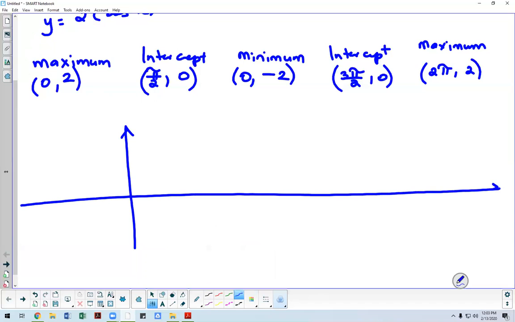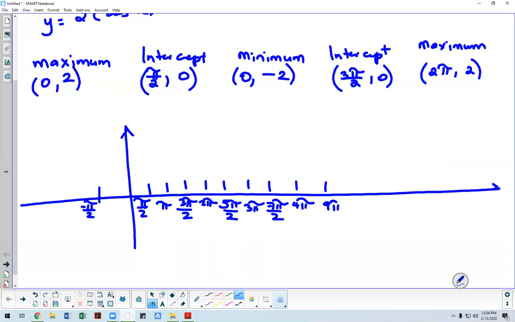Okay, so we only need negative pi halves here. And we need 1, 2, 3, 4, 5, 6, 7, 8, 9 on the right. Pi halves, pi, 3 pi halves, 2 pi, 3 pi, 7 pi halves, 4 pi, and 9 pi halves.